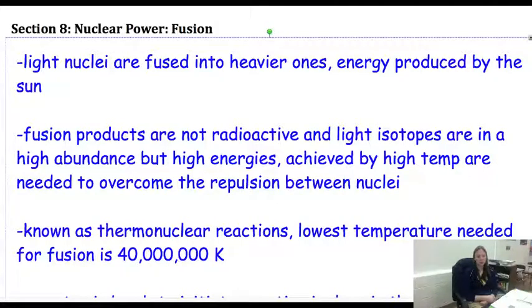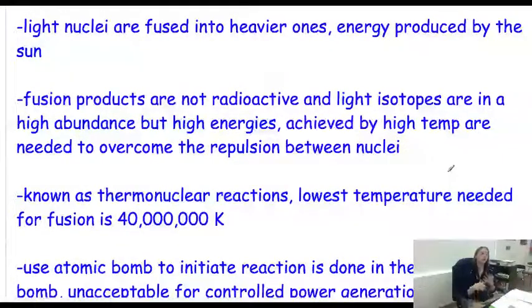These are light isotopes that have high abundance, but also have really high energies. So you have to have these huge temperatures needed to overcome the repulsion of the nuclei I'm trying to fuse together. Because nuclei, a positive and a positive, don't really want to be together. So I have to have all this temperature to get them to move so fast that they don't realize that they're together, and that is fusion. And these are thermonuclear reactions, and the lowest one needs 40 million degrees Kelvin. So we need a lot of heat.